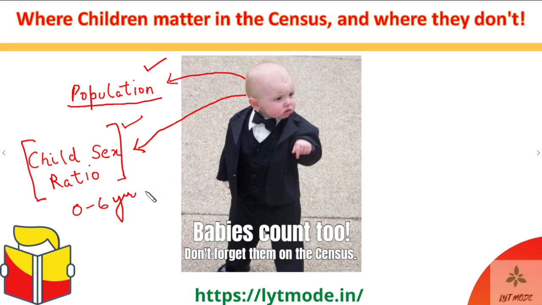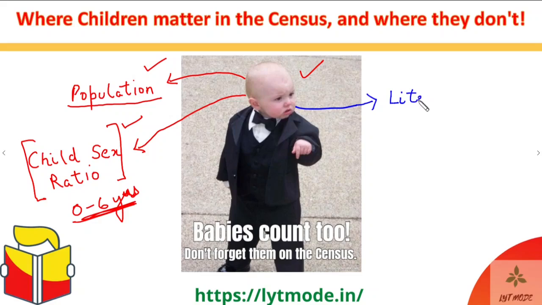So Chintu, his younger siblings who are less than 6 years of age, and definitely all his friends, will all be taken into consideration in the child sex ratio. Chintu, you do not need to worry. Now if Chintu is worried, why is he actually worried? That's because there's one thing where Chintu is not taken into consideration. But that is not something he's done, it is actually just because of his age. Where he is not taken into consideration is the literacy rate.